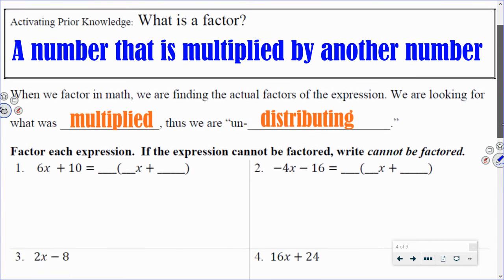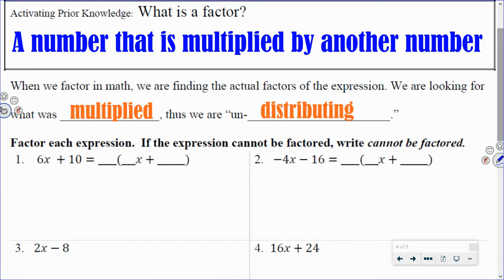Now, let's use that undistributing idea to factor the below expressions. We're going to factor it, and yes, it does say if it cannot be factored, that's what you should write, cannot be factored. All right, let's take a look at 6x plus 10. Now, the first thing I'm going to do is I'm going to write the prime factorization of 6x and 10. 6 can be broken down with a single x part of the term, and 10 can be broken down into 2 times 5. Now, very quickly, ladies and gents, you will notice that the 2 can be factored out.